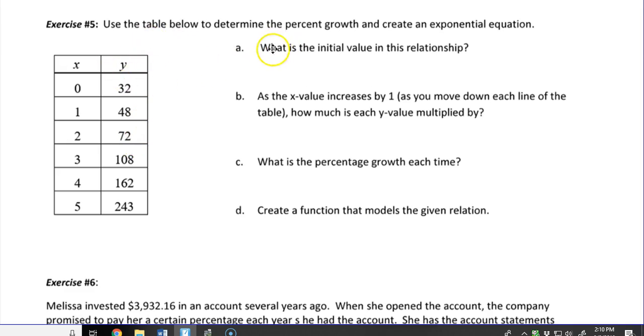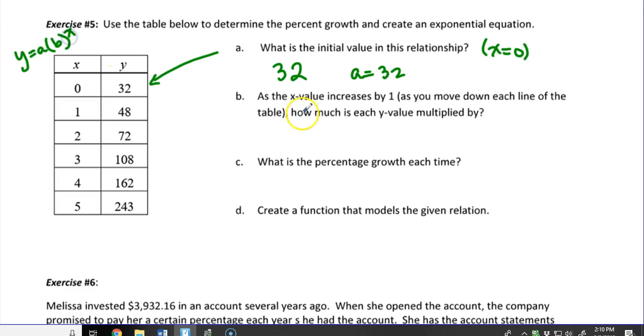So maybe we can find out the initial value, right? Maybe that would be something. So the initial value is really when x equals 0, right? That's our y-intercept. So that's no problem. We can pick that out right there. It's 32. Okay, and again, let's make a point to ourselves that means the a value is 32 in the form of our generic exponential, y equals a times b to the x power. The a is 32. Cool.